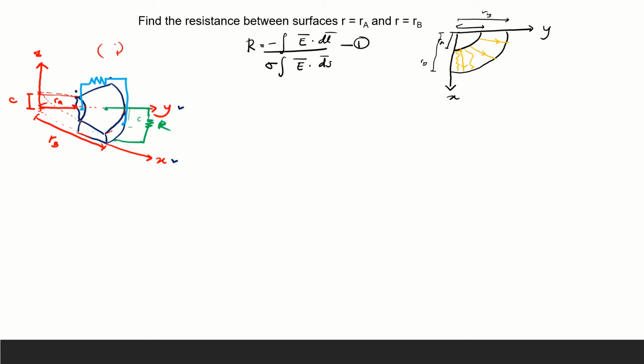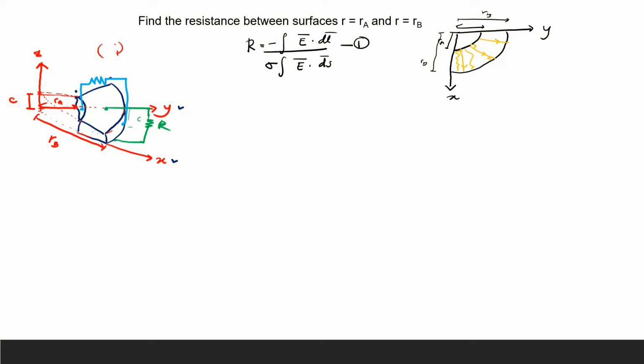So what we should do is take the shortest electric field line that flows from RA to RB. So let's take a straight line, since a straight line is always the shortest line. The straight line will be 90 degrees to the RA surface and 90 degrees to the RB surface.